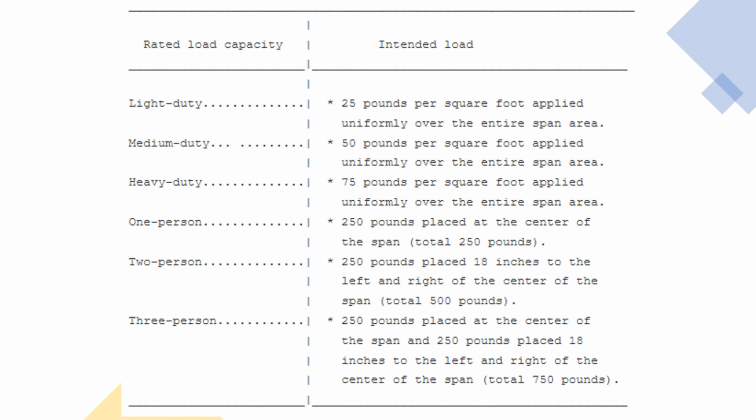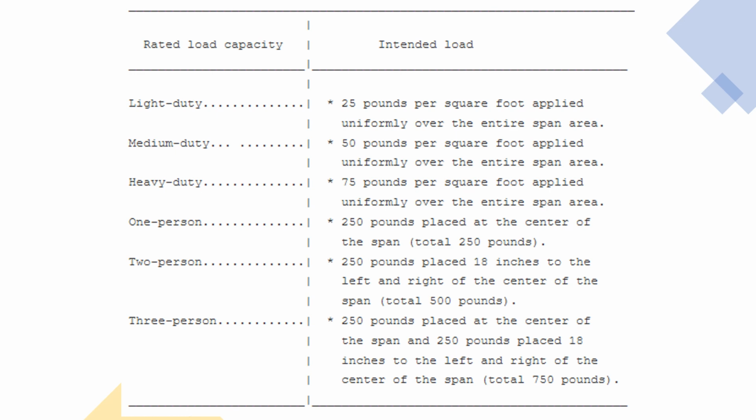When the rated load capacity is heavy duty, the intended load is 75 pounds per square foot applied uniformly over the entire span area. When the rated load capacity is 1 person, the intended load is 250 pounds placed at the center of the span, total 250 pounds.